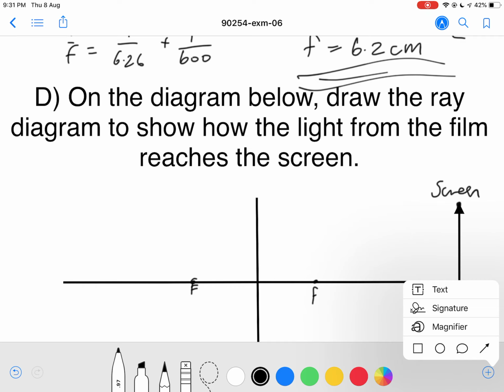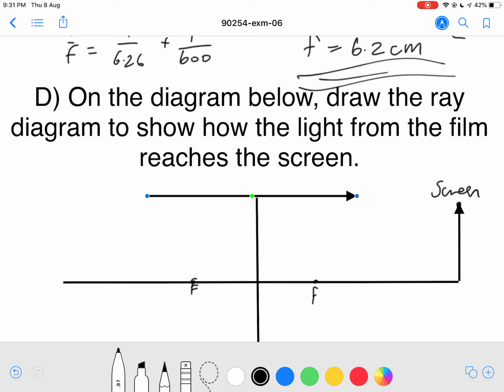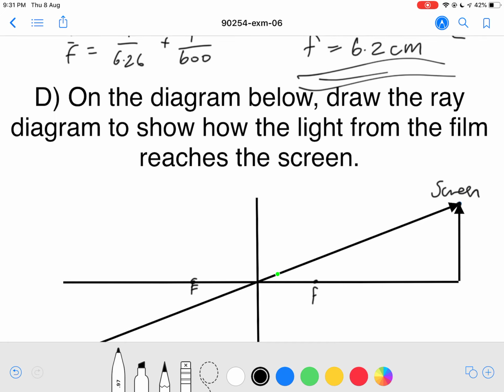Alright, so I'm going to use two rules. The first rule I'm going to be using is the ray passing through the center will continue without any deviation. So if I draw a ray here passing right through the center, it will keep going without any deviation. Our second rule is a ray passing parallel to the horizontal axis will refract through the focal point. But this time we're going to be doing the opposite way. So our ray is going back to the focal point, and when it hits the vertical axis, it's going to refract 90 degrees.